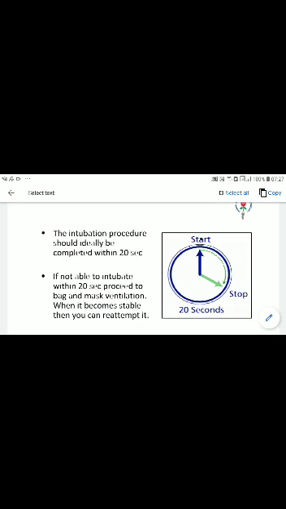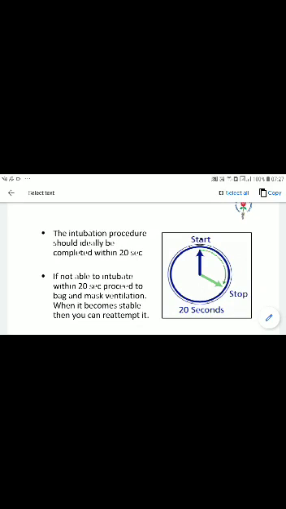And with this pre-intubation preparation, the time fixed to intubate the baby and put the endotracheal tube, the maximum time you can take is 20 seconds. If you exceed 20 seconds, stop the procedure, go back to bag and mask ventilation with 100% oxygen, stabilize the baby, then make a second attempt.